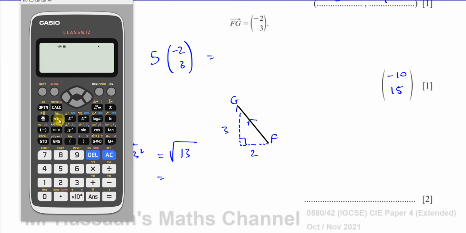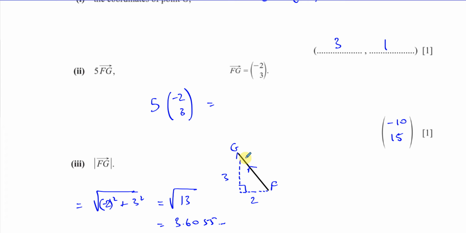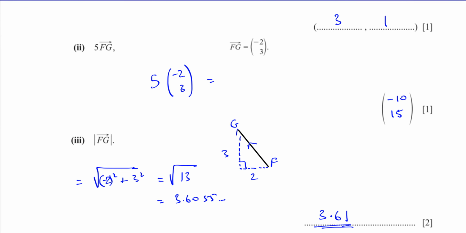So we'll do the square root of 13, which gives us 3.6055, which is 3.61 to 3 significant figures. Okay, root 13, 3.61. A non-exact answer should be rounded to 3 significant figures as the instructions tell us. So there's the answer to part 3. Very simple. Part a, 1, 2, and 3.